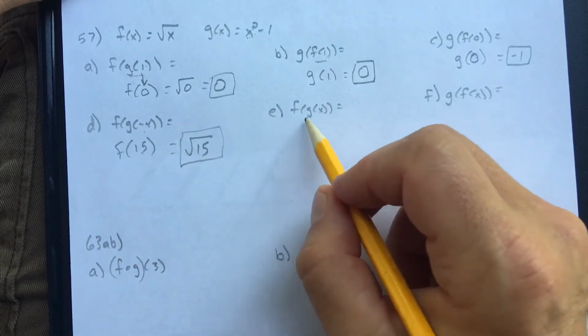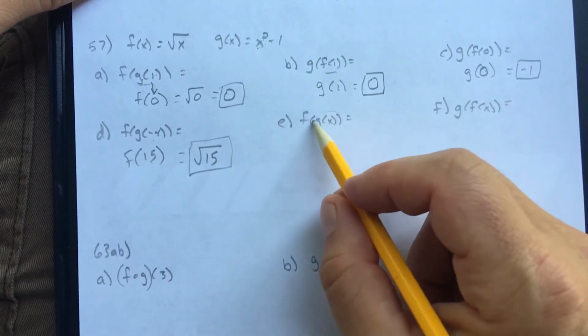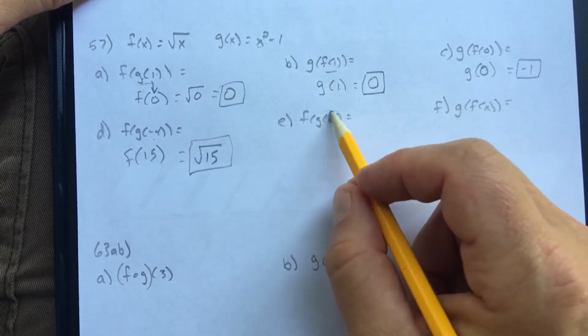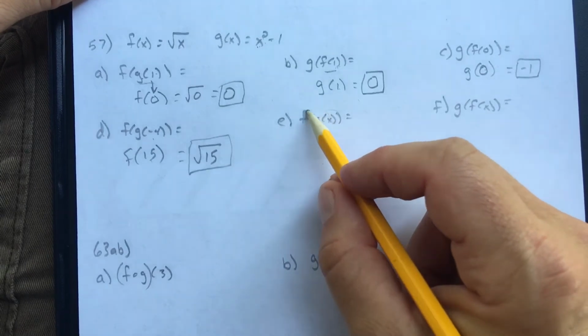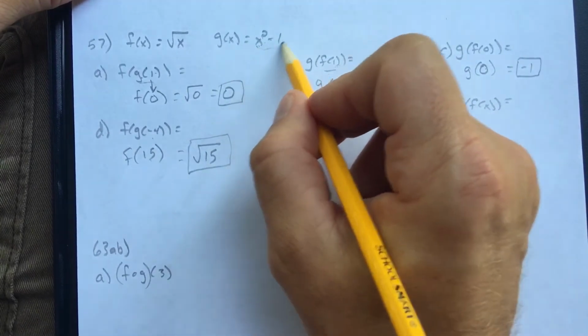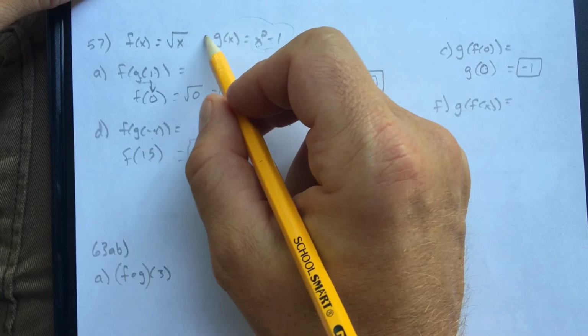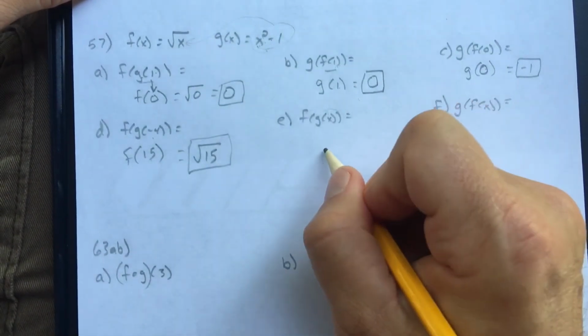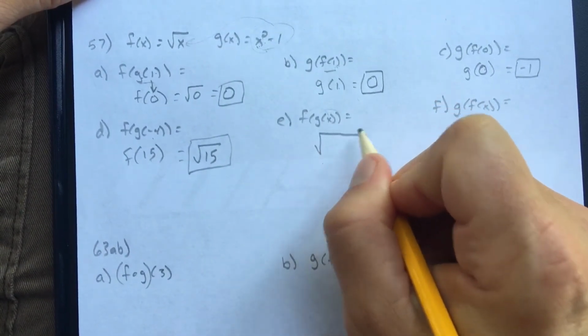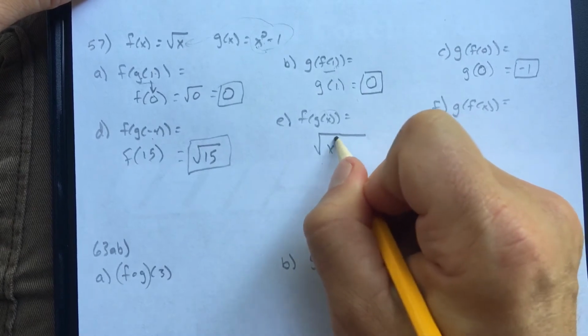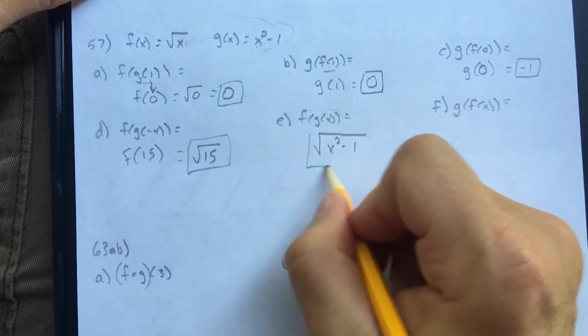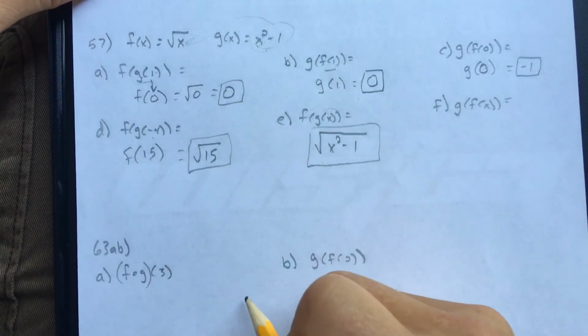Okay? F of g of x. Now we're being general. We're not putting a value in for g. We're just saying, what if you put the whole g function into the f function? What if you took x squared minus 1 and put it right in there? Well, what you'd have is the square root of not x anymore, but x squared minus 1. And that'd be your answer.